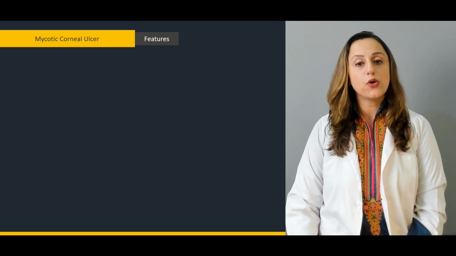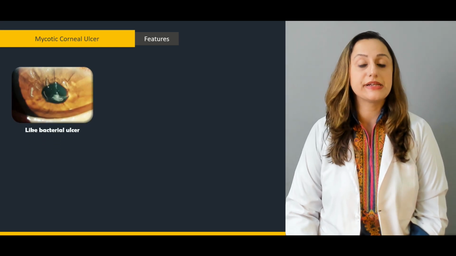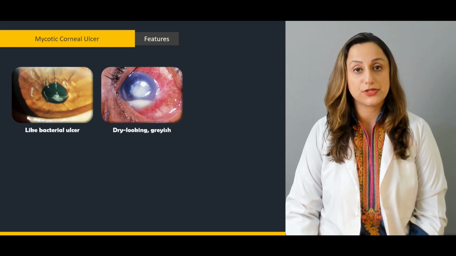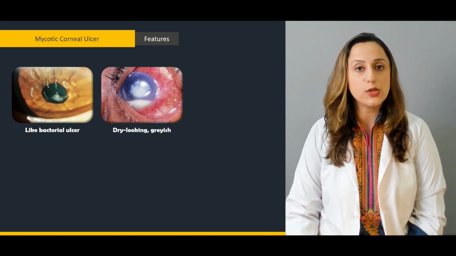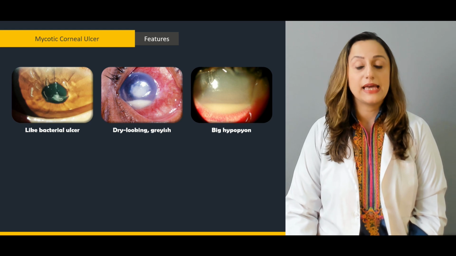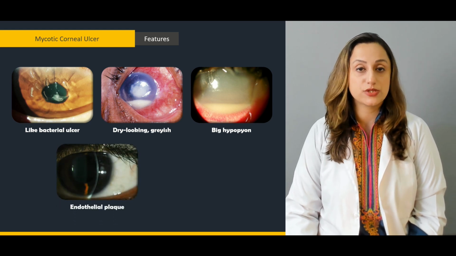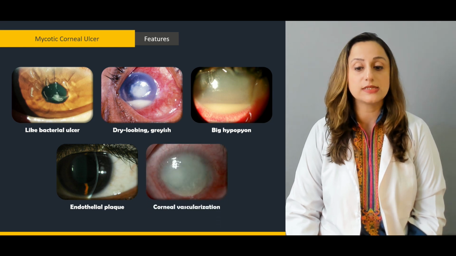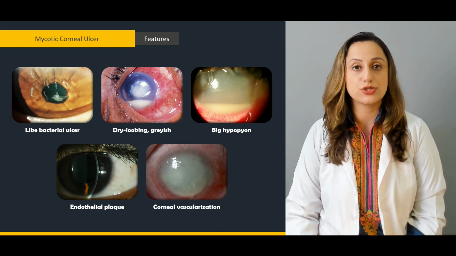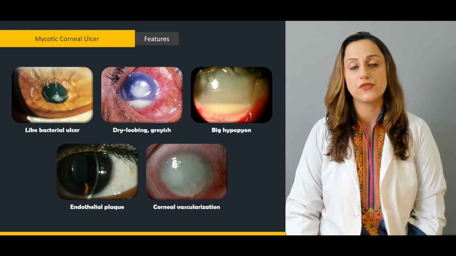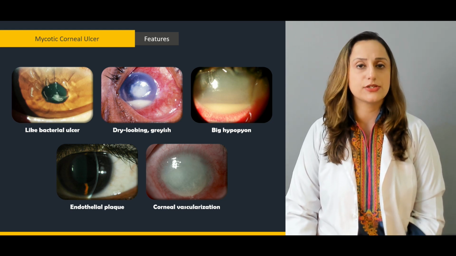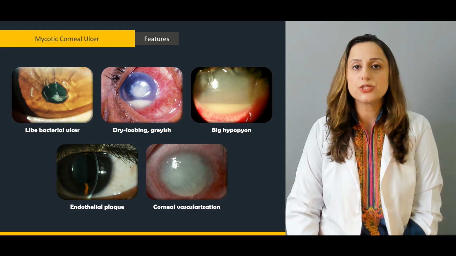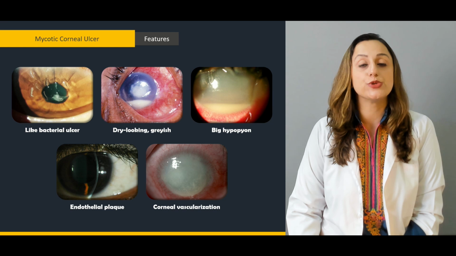Now, the mycotic corneal ulcerations have their particular clinical features. They are sometimes like the bacterial ulcers, sometimes they are dry looking and grayish. They have a big hypopyon, which is associated with this phenomenon. An endothelial plaque is associated with it, and corneal vascularization is also seen along with this kind of mycotic corneal ulceration. Of course, you're going to have the differential diagnosis, and then you're going to get to the definitive diagnosis once you grow the cultures.